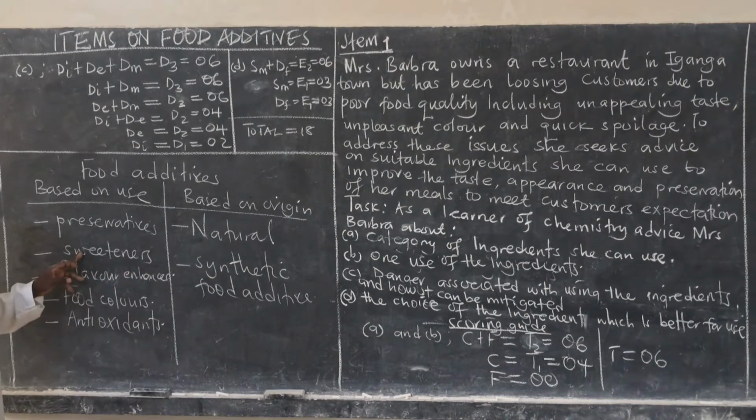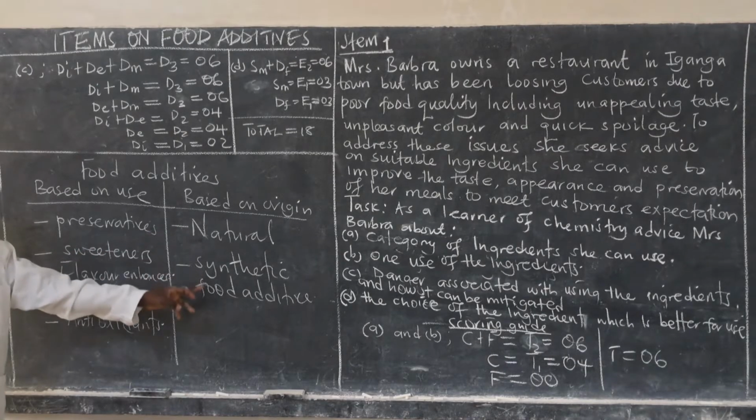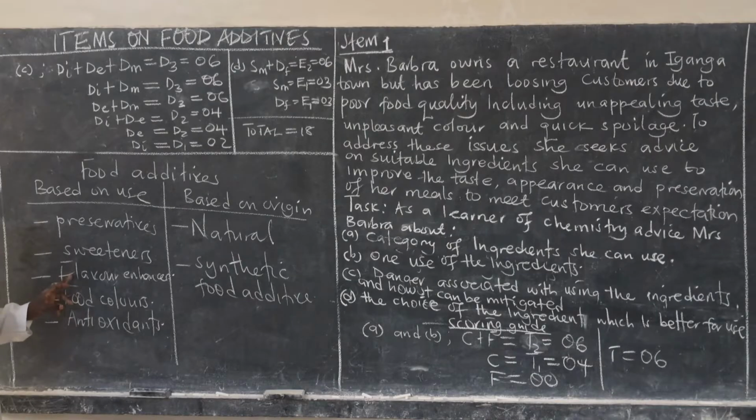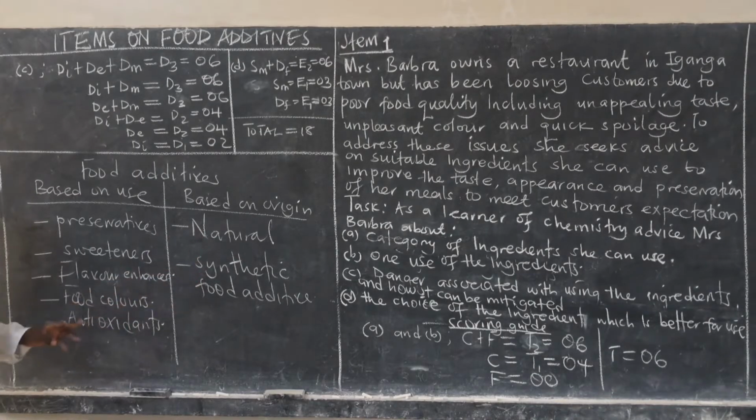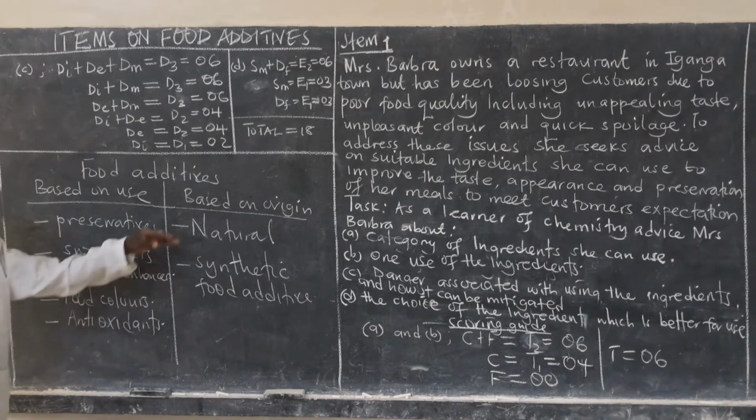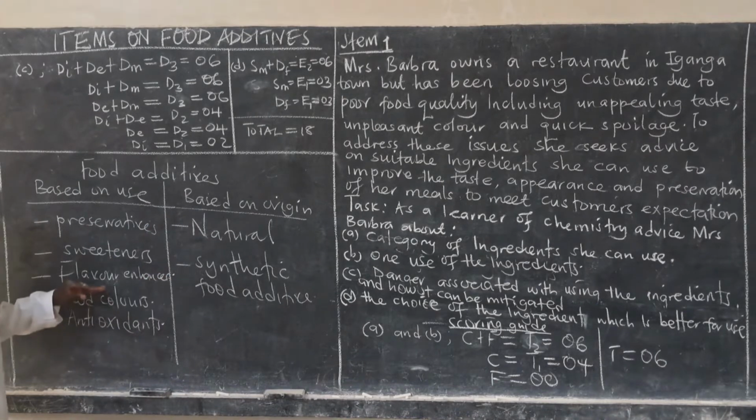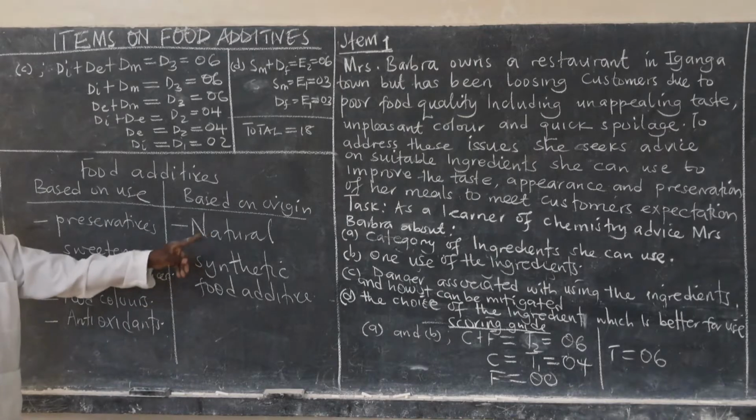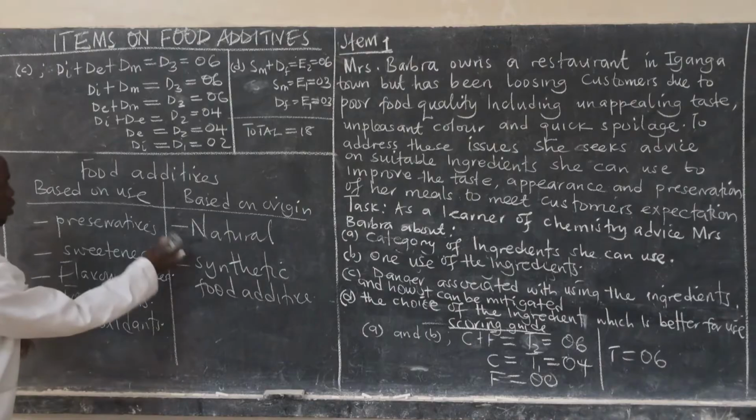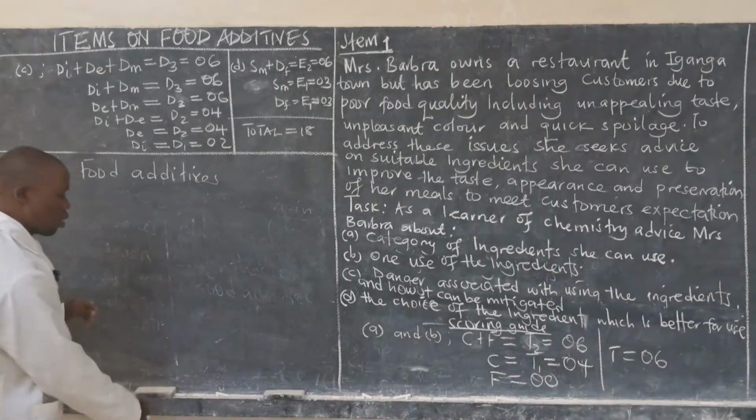But we basically realize that whether it's a preservative, it can be natural or synthetic. Whether it's a sweetener, it can be obtained naturally or synthetically. Whether it's a flavor enhancer, it can be naturally obtained or synthetically made. Whether it's a food color, all these can be obtained from 2 different sources, natural or synthetic. So we can broadly agree that there are 2 major categories of food additives, either natural or synthetic. So we can now align them like this.